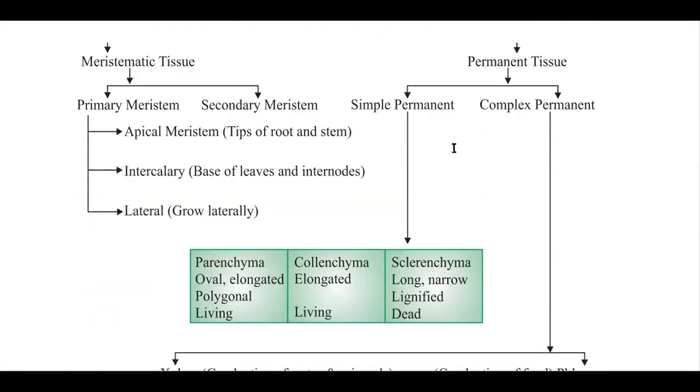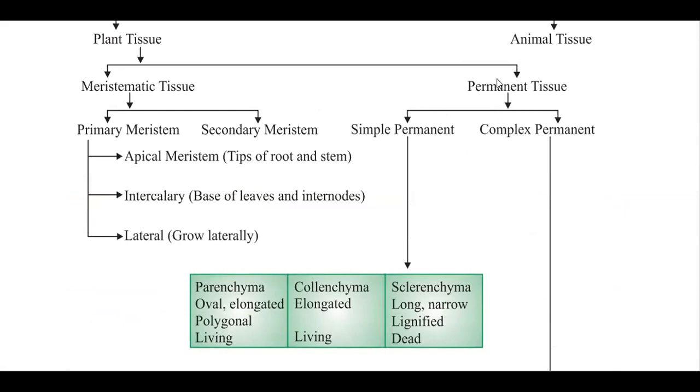So we have studied the meristematic tissue, and meristematic tissues are of two types, primary and secondary. The primary meristematic tissue is called apical meristematic tissue, intercalary and lateral. Okay, and lateral meristematic tissues are also called secondary meristem भी बोलते हैं उसको. Okay, now we have another type of tissue, that is the permanent tissue.